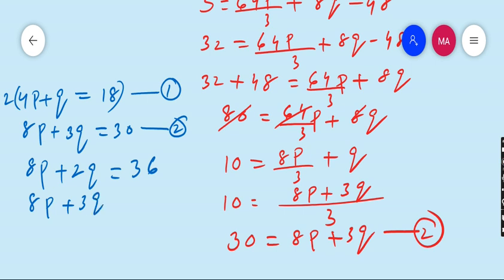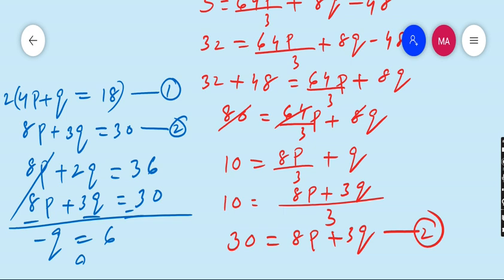8p plus 3q is equal to 30. Subtract both the equations, and 8p cancels. 2 minus 3 is minus q, and 36 minus 30 is 6. Hence the value of q is minus 6.